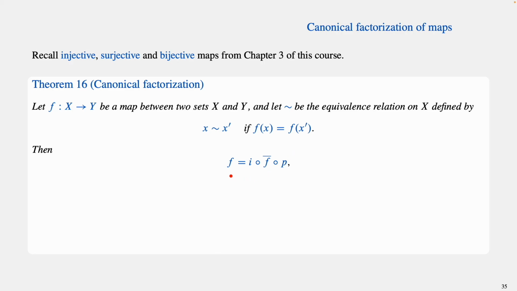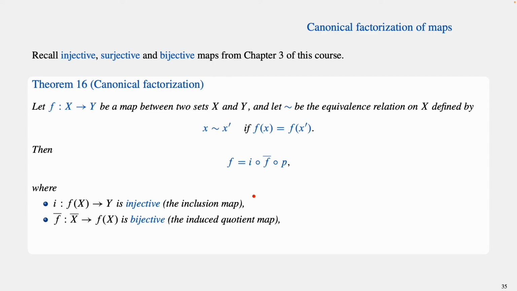And then we have that f is equal to i composed with f bar composed with p, where i is the inclusion map. So i maps f of X into Y, and this is an injective map. f bar is bijective. It's the induced quotient map on the quotient set X bar for this newly defined equivalence relation, mapping it to the image of X under f, which is a subset of Y.